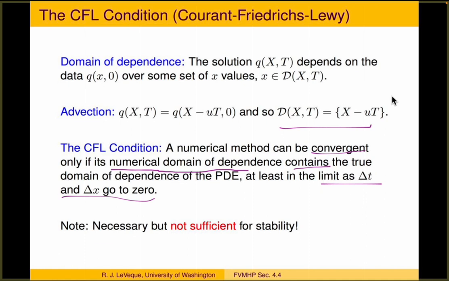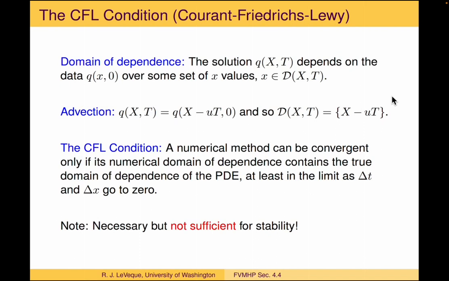So this gives a necessary condition for stability, but it's not sufficient. Sometimes it agrees exactly with what the stability bound is for some methods, but there are methods for which the CFL condition is satisfied, but the method is still unstable. And we'll see examples of that as we go along.